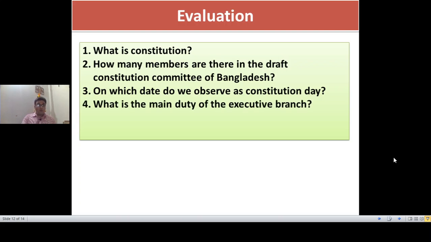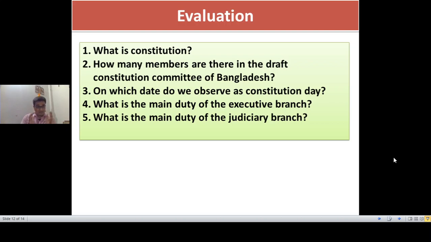Number four, what is the main duty of the executive branch? The main duty of the executive branch is to maintain law and order. So this is the main duty of the executive branch. My last question is, what is the main duty of the judiciary branch? The main duty of the judiciary branch is to protect the constitution.